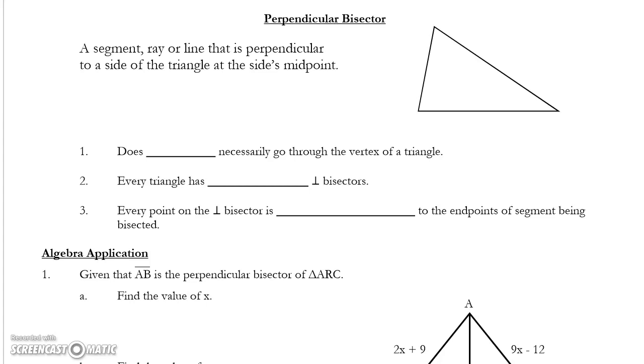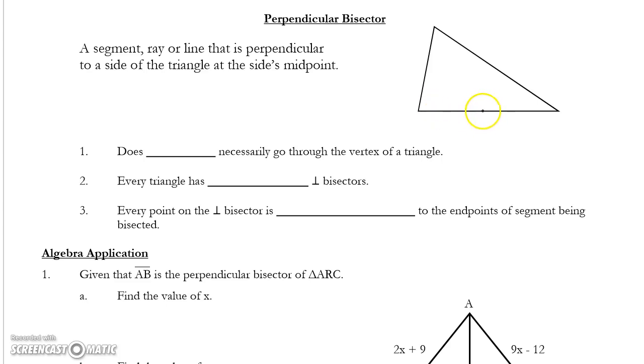Alright, the last special segment for the first day of notes is the perpendicular bisector. The definition states that a perpendicular bisector is either a segment, ray, or line that is both perpendicular and a bisector. Very clever name. So it's perpendicular to one side of a triangle, and it's perpendicular at the midpoint of that side of the triangle.